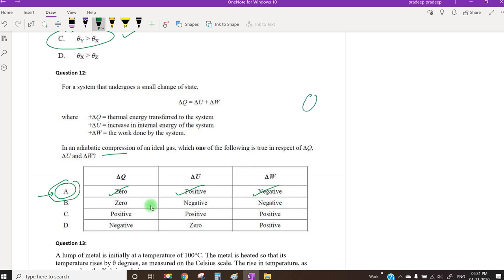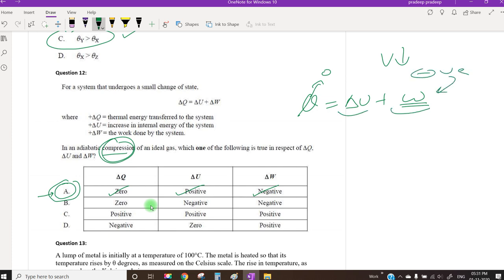So Sheldon, this is easy. Q is equal to delta U plus work done. For an adiabatic process, Q is always zero. Now work done depends on whether your volume is increasing or decreasing. Since the gas is compressing, the volume is decreasing, hence the work done is negative. Since the sum of delta U and W is 0 and work is negative, delta U has to be positive, which gives you option A as the answer. Is it clear, Sheldon? Okay, sir.